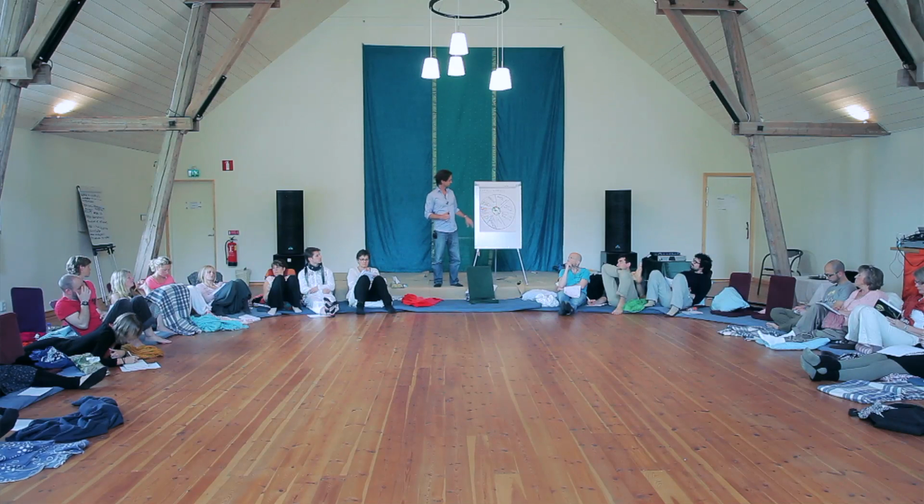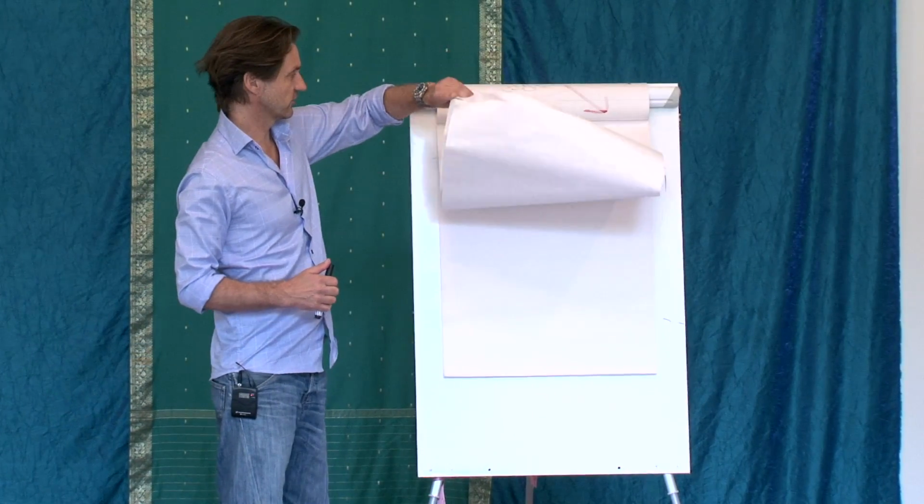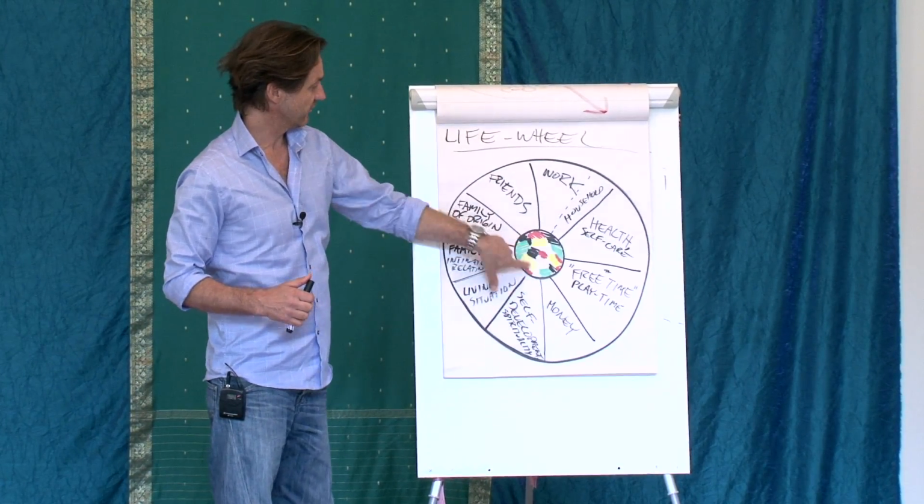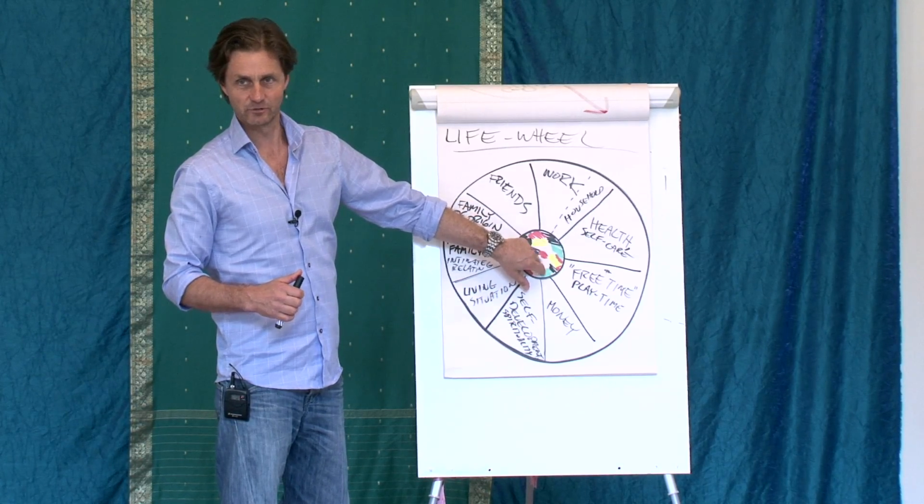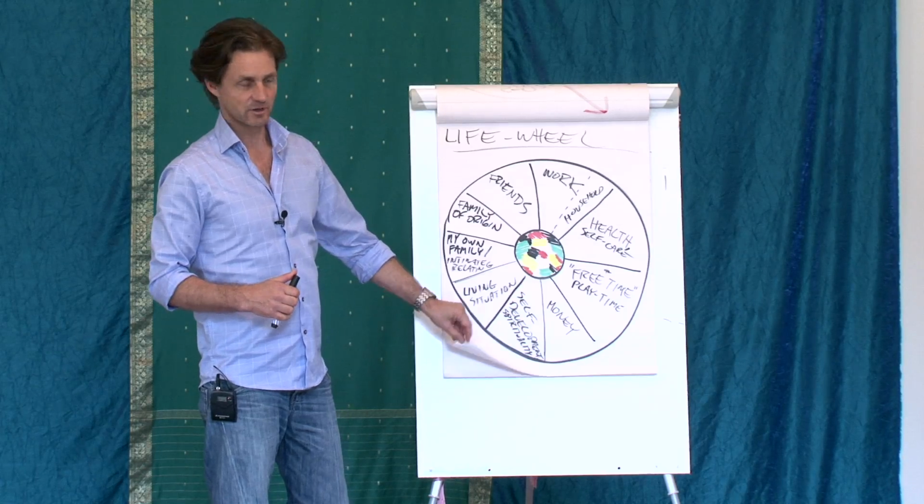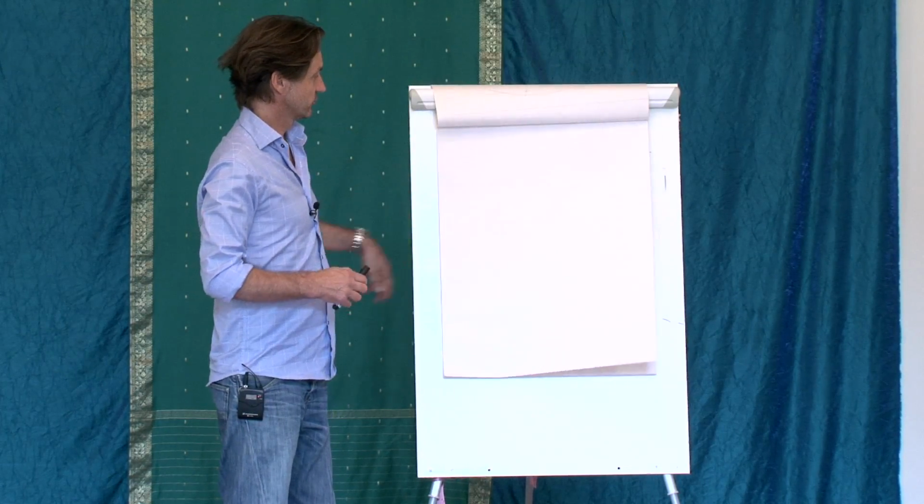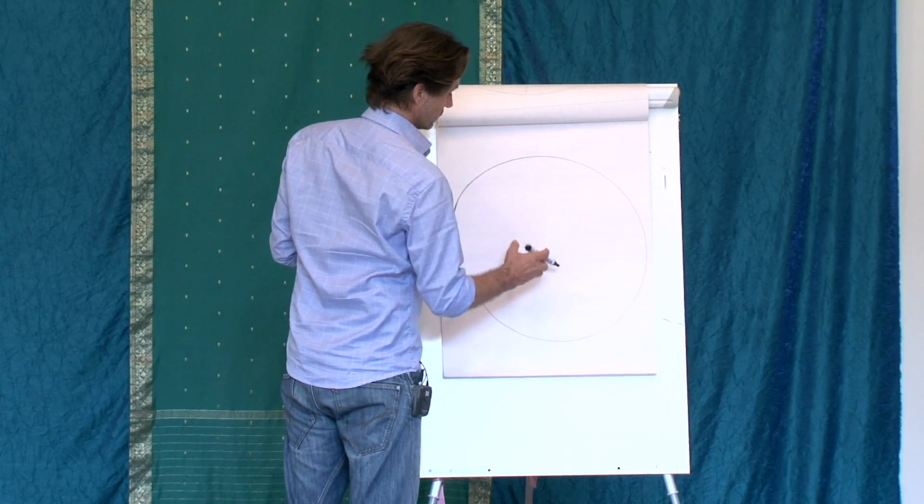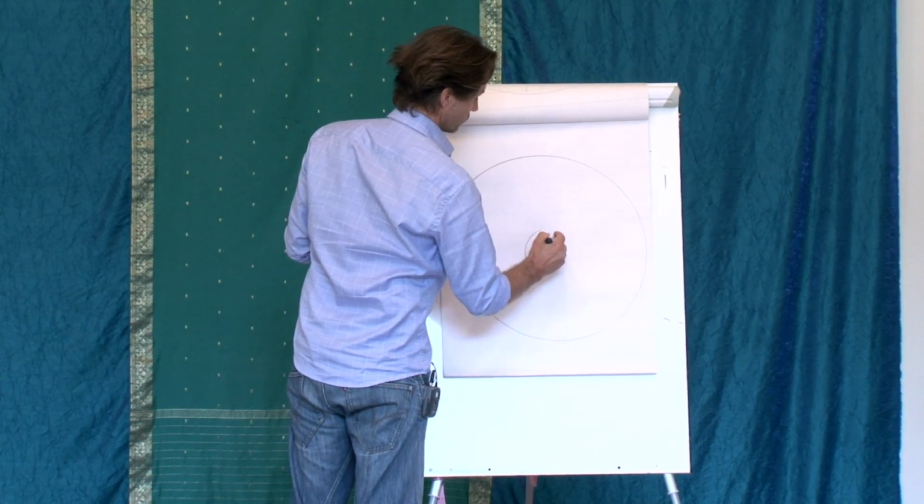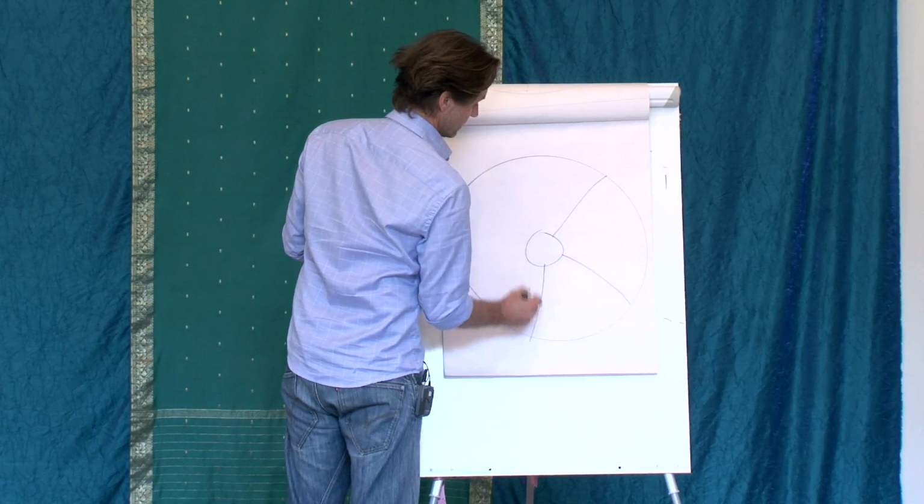Now, you can make a completely different wheel. I'll just give an example. Now, I've added this. This normally isn't part of the life wheel. So this is extra. So, as an example, one could make a wheel looking like this.